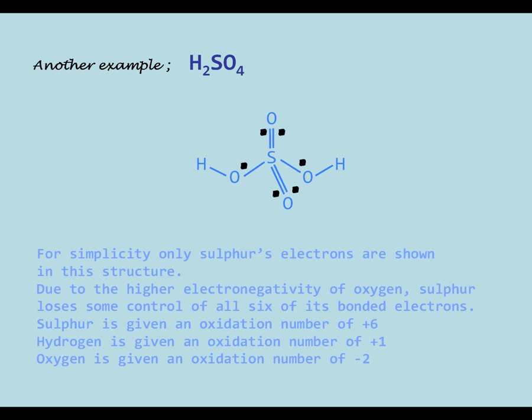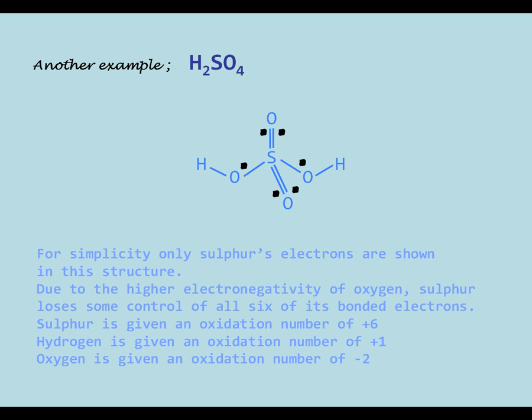And because in the molecule sulfuric acid, sulfur is bonded to oxygen, oxygen having a higher electronegativity will draw sulfur's electrons towards it, thereby each oxygen gaining a greater control of sulfur's electrons. In effect, sulfur has lost partial control or lost some ownership of 6 of its electrons. Now, this means that the oxidation number for sulfur would have to be +6. Plus because it's lost control of the electrons, and 6 because there are 6 electrons that have been drawn away from it in this particular molecule.